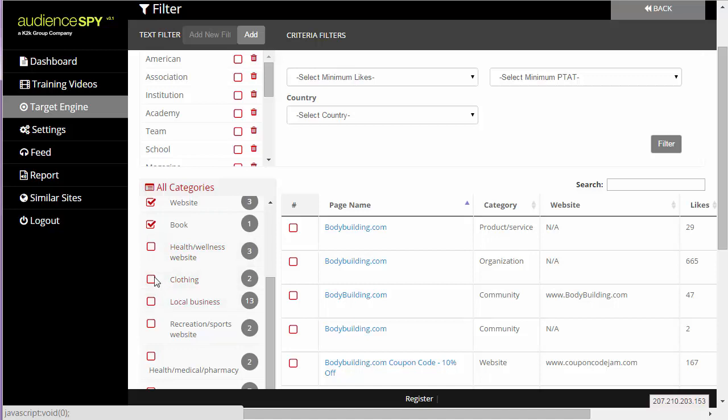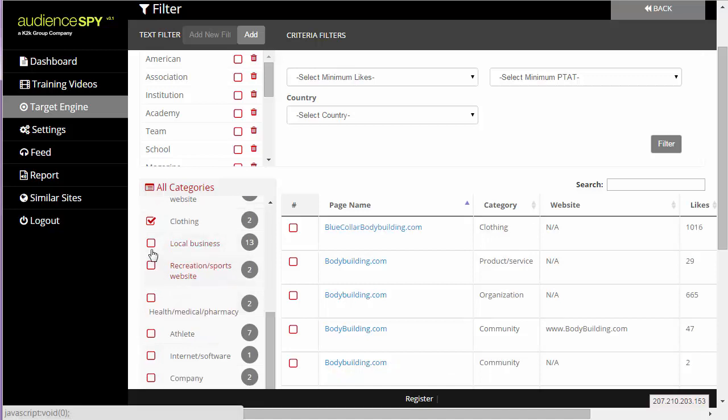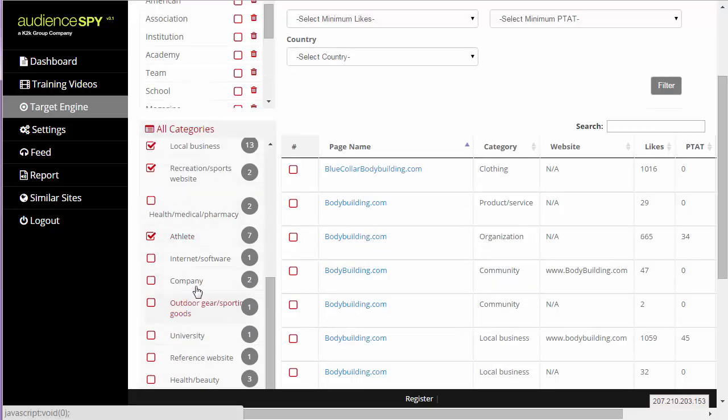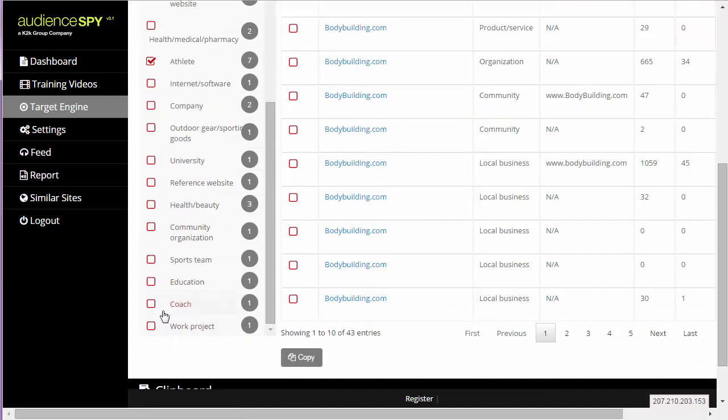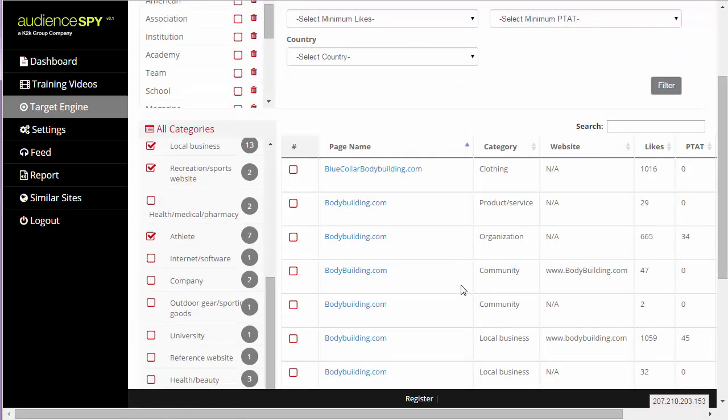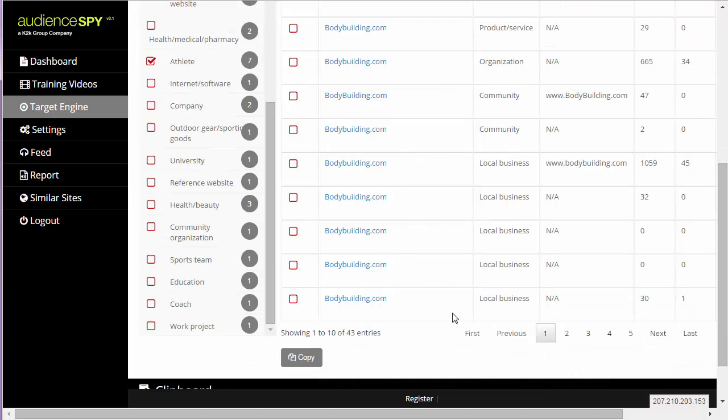Clothing may not. Well, the clothing might interest us. Our local businesses might interest us. Websites again. Athletes might interest us, but internet software, probably not what we're doing. Universities may not apply. Coaches, only one, so we might not need that. So there's 43 of those that we're potentially interested in.